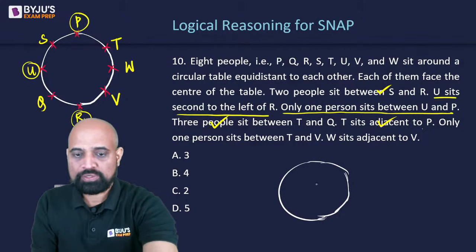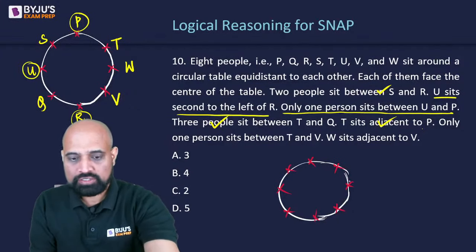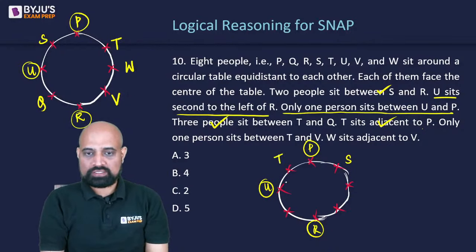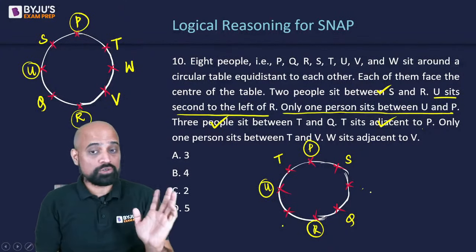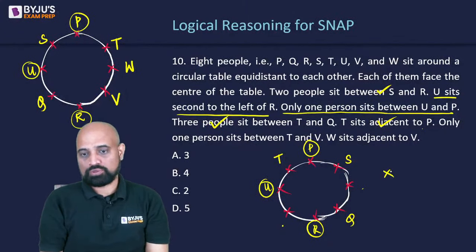So 8 people are supposed to be sitting at the 8 directions, and P was fixed here, R was fixed here, U was fixed here. So I'm going to take S over here. The only place T can go is here, and opposite to T, we are supposed to have a Q. And then it says W is adjacent to V, and the two positions that we are left with are not adjacent. So it doesn't matter where I put W, V will never be adjacent. So this scenario cannot happen.